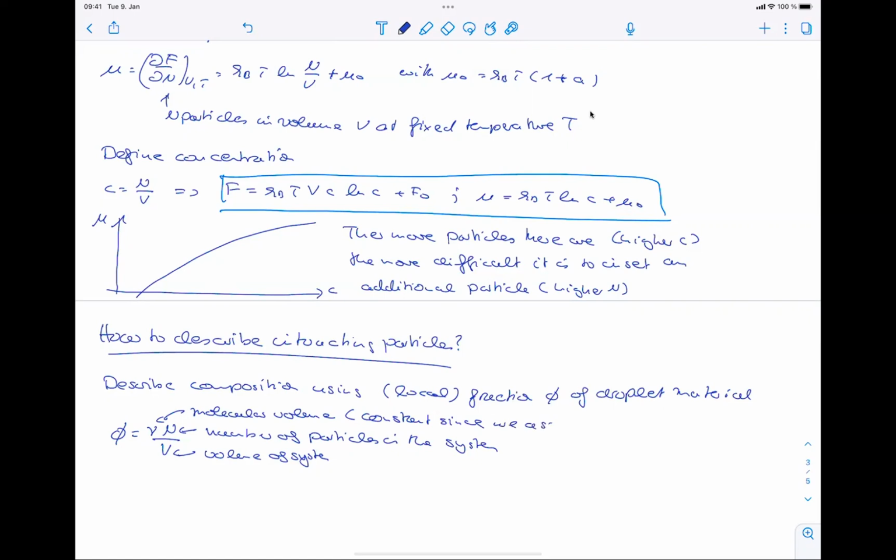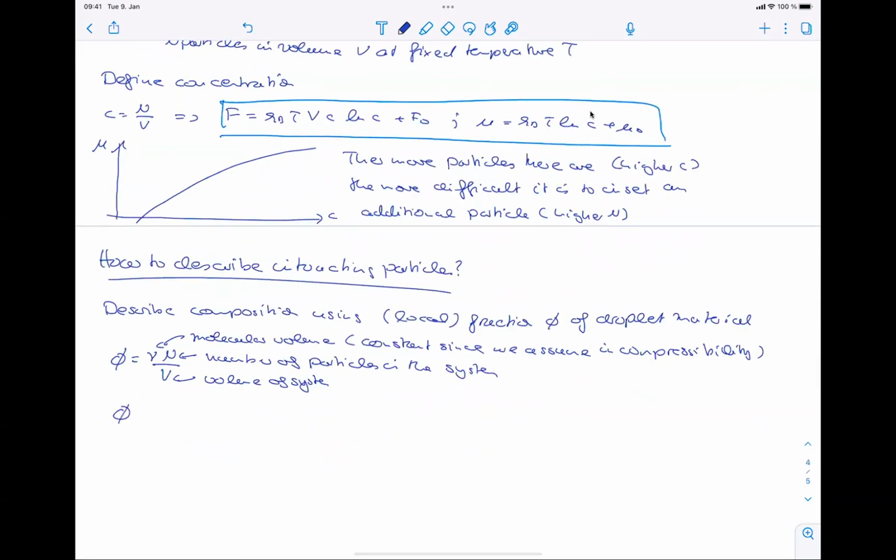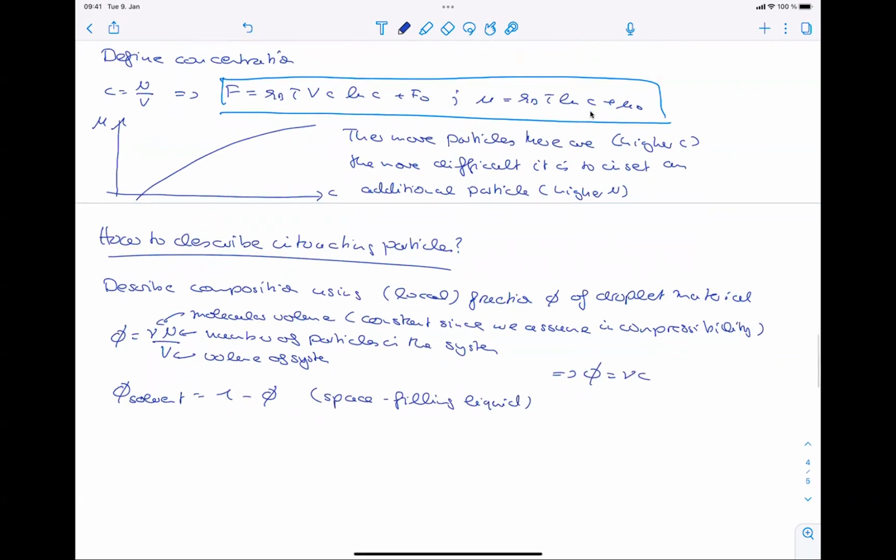And then obviously the solvent volume fraction, that's easy again, 1 minus phi, which is to say that we have a space filling liquid or void. And sorry, just to mention it, this is now the relation of how we go from the volume fraction to concentrations.